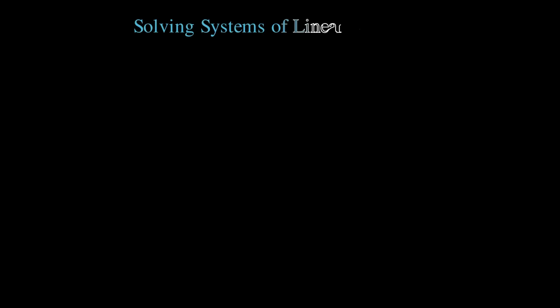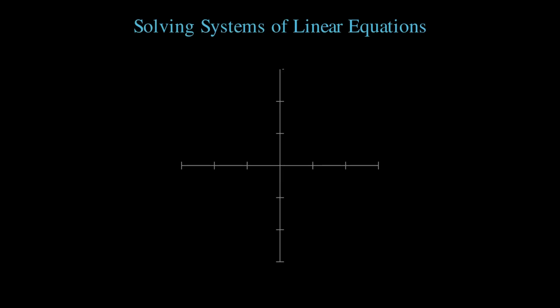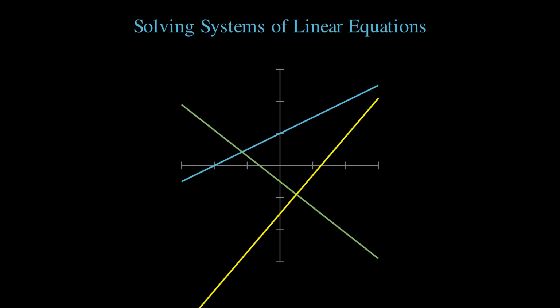How do we solve problems with multiple constraints? Systems of linear equations reveal this beautifully. Picture lines on a graph, intersecting at precise points. Each line represents a unique equation, and their intersections, solutions that satisfy each one.